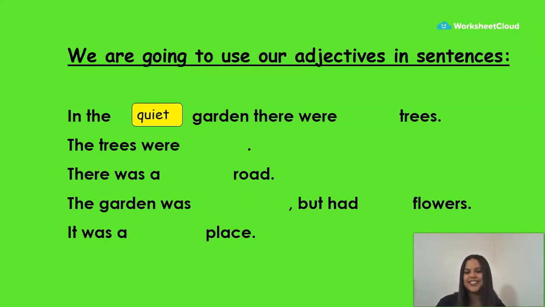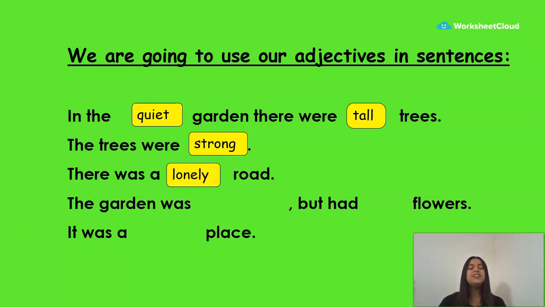In the quiet garden, there were tall trees. Now can you start picturing it? Instead of saying in the garden there were trees, we are giving some life to the sentences. We are giving some life to the paragraph. So, in the quiet garden there were tall trees. The trees were strong. So now it's not just any trees, they were strong trees. There was a lonely road. Anybody could say there was a road, but it's important to describe what kind of road it was. And it was a lonely road. It wasn't full of traffic or a lot of people. It was a lonely road.